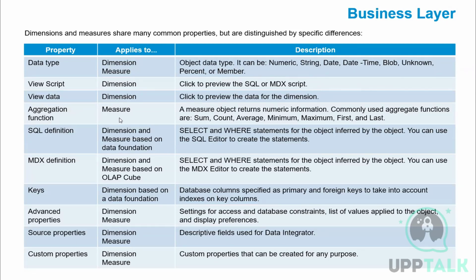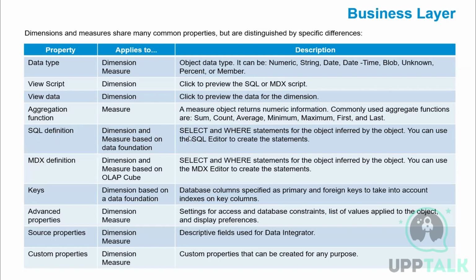Aggregation function, we can aggregate some measures to sum or count or average quantity. It will give the average quantity of a particular region. Sum of the quantity, count of, minimum, maximum, first, last. These all come under aggregation functions.